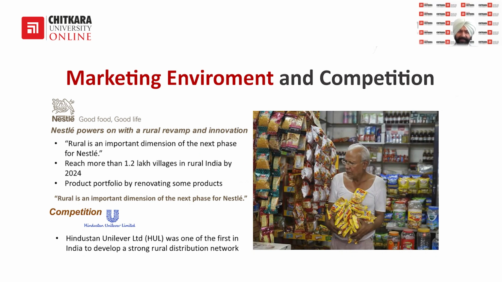That's their plan, that's their clear objective, that they're going to reach 1.2 lakh villages in rural India by 2024. And in the product portfolio, by renovating some products, they're probably going to do some mix and match, and look at what products will work well in the rural sector. Rural is an important dimension of the next phase of Nestle. And let me tell you that they've tasted success in this as well. They've been doing great work in terms of rural expansion now.